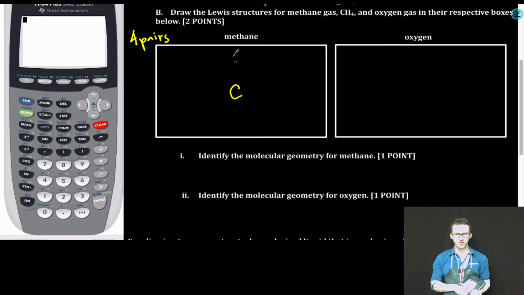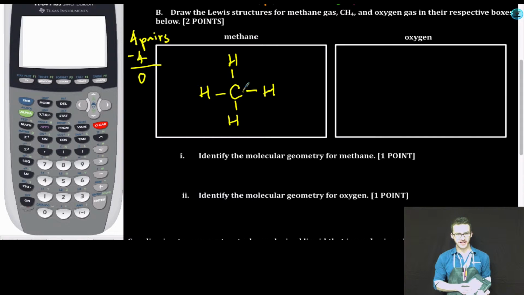Carbon's going to go central, surrounded by my other atoms. Connect them all with a pair. It takes me 4 pairs to do that. I have no pairs left. Double check. Carbon has an octet. Hydrogen doesn't, but that's okay. Hydrogen's only going to have a max of 2. Lewis structure of methane, complete.